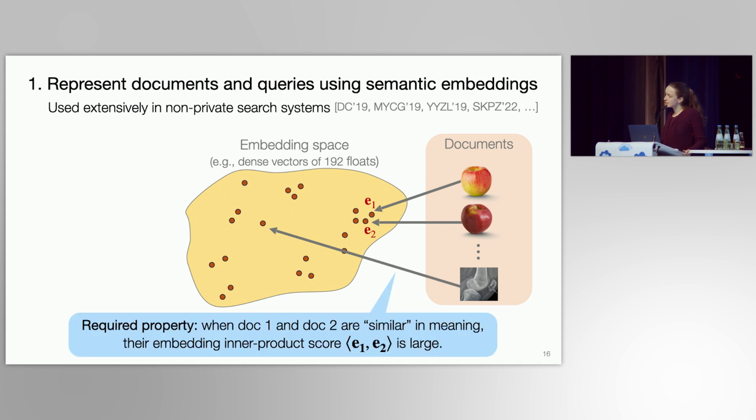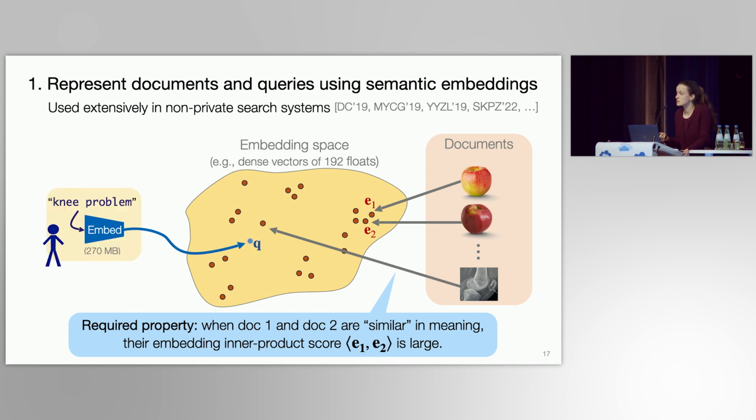And the only property that we need of this embedding model is that if we have 2 documents that are close in meaning, so for example, these 2 apples here, then when we map them to the embedding space, they're going to be close in inner product distance. So really what this means is that the inner product score between embedding 1 and embedding 2 here is going to be a large value.